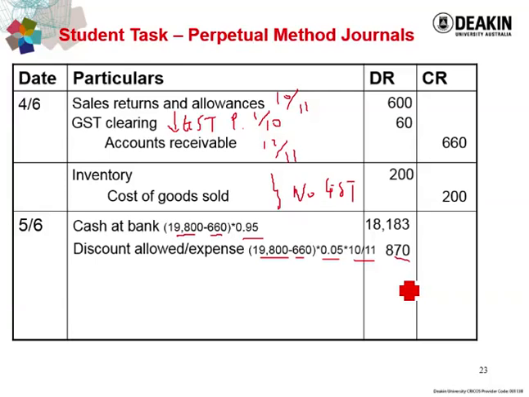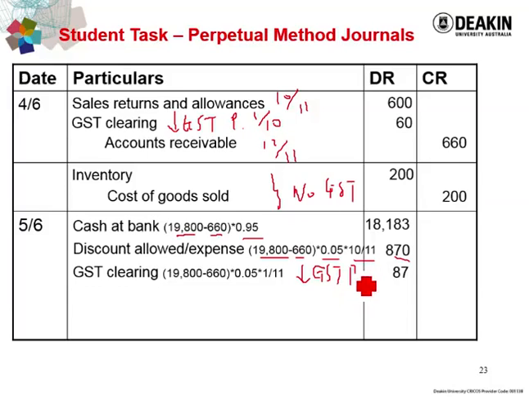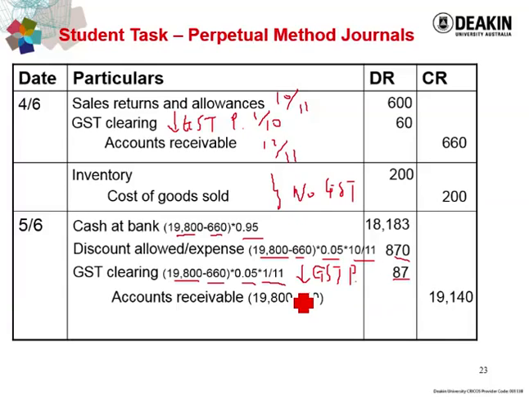And we debit GST clearing. We debit GST clearing because when we actually give discount, it will reduce GST payable. And how do you get $87? So 19.8K accounts receivable minus sales return 660 multiplied by 5% of discount, then multiply 1 over 11. And you credit accounts receivable with the full amount 19140, which is 19.8K accounts receivable minus 660 sales returns.